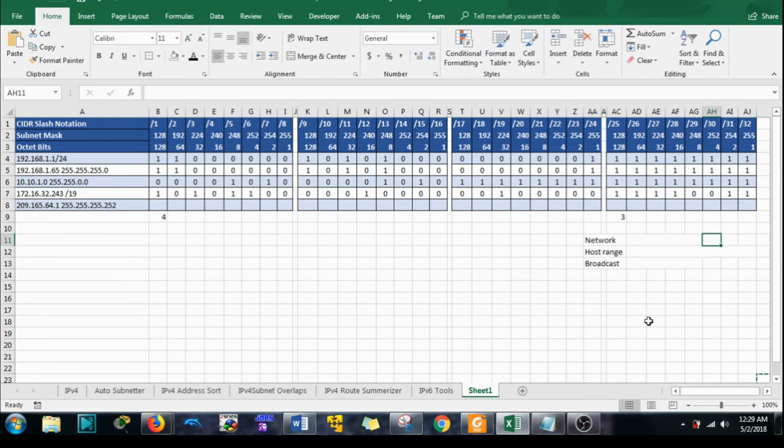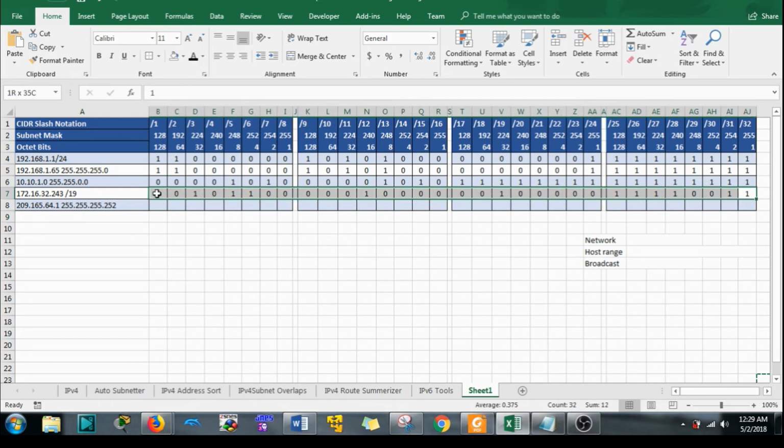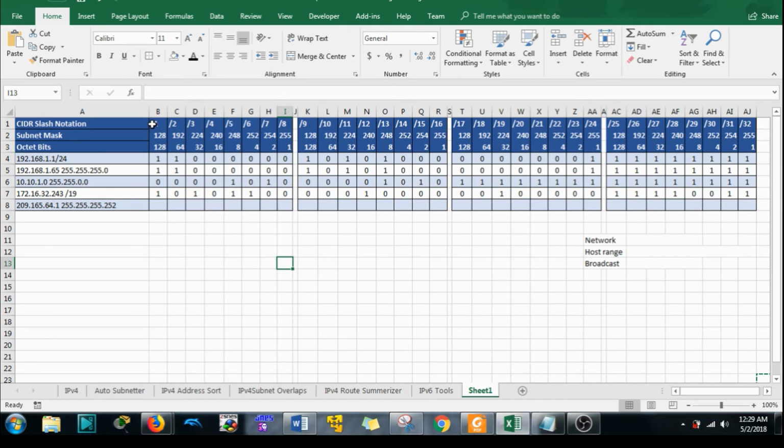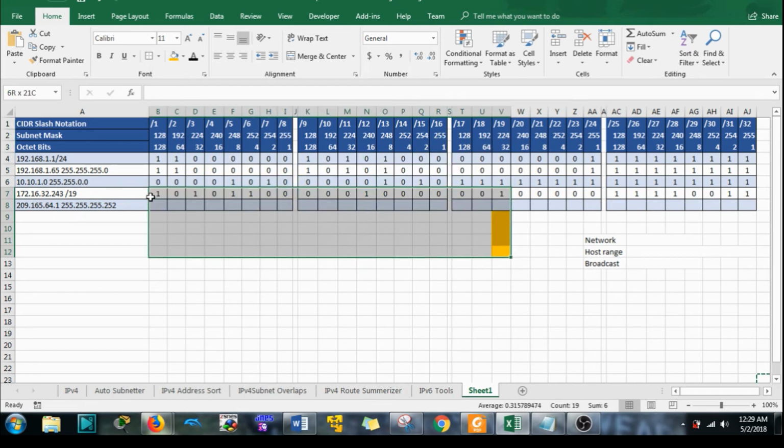Okay, so that's working. So right here, we've got the binary representation of 172, 16, 32, 243. All right, now this one's got a /19. What does that mean? It means the very first 19 bits all matter as the network portion. So we're going to put a little marker here just to keep our mind straight. So it means from here back is the network address. So let's figure out what our network address is.